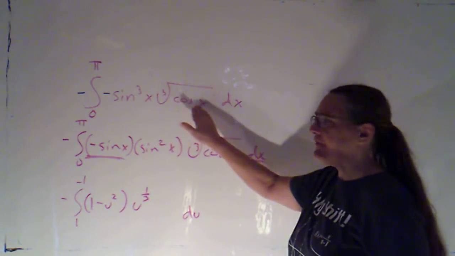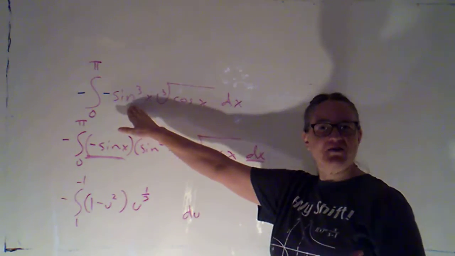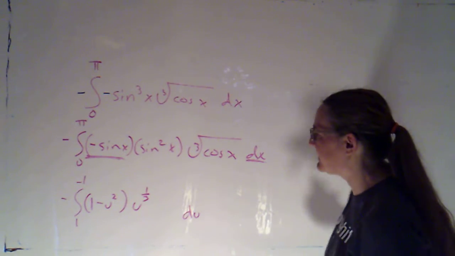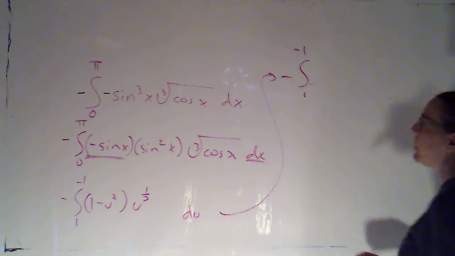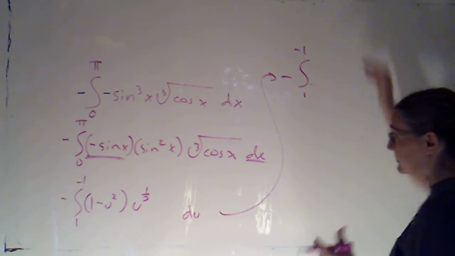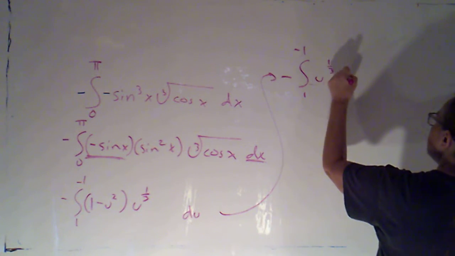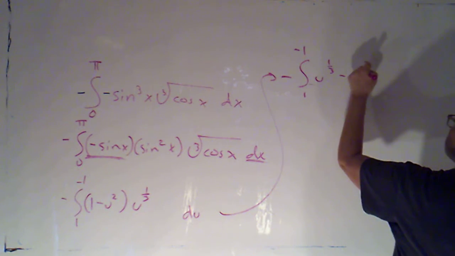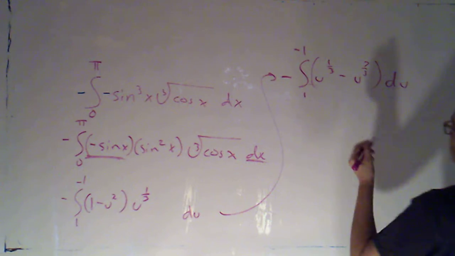Here, I couldn't simplify the multiplication because this had a base of cosine and this had a base of sine. Different bases, I can't combine things when I multiply them out. All right, so this is negative, integral from 1 to -1. If you want to use that negative sign to reverse the limits of integration, you can. Okay. I'm going to just distribute that multiplication, so that's going to be u to the 1/3 minus u to the 2 would be 6/3, plus 1/3 is going to be 7/3 du. Okay, I think we're ready to integrate.